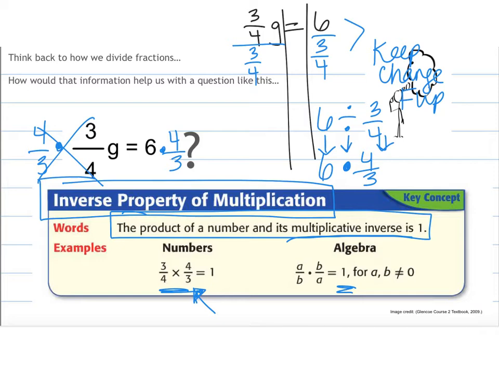That equals 1, so then we're left with G equals 6 times 4/3. If I have a whole number, I just put a 1 under it, and then I multiply. G, we'll just finish it. G equals 6 times 4, which is 24, over 1 times 3, which is 3, which equals 8.